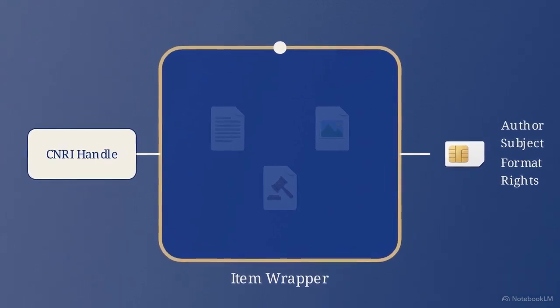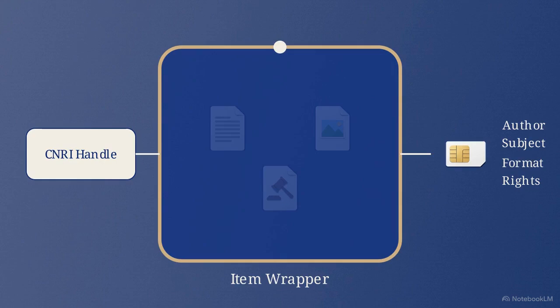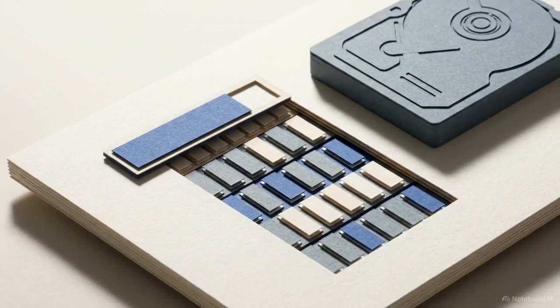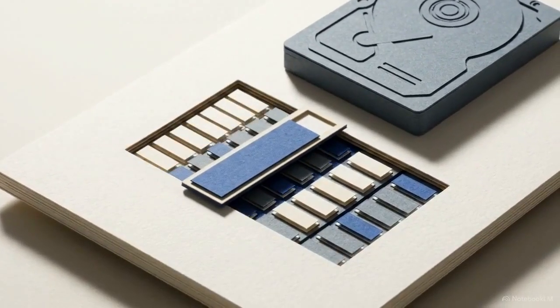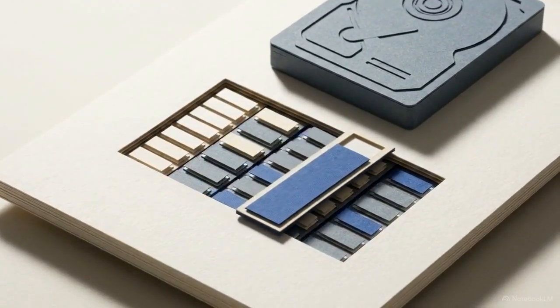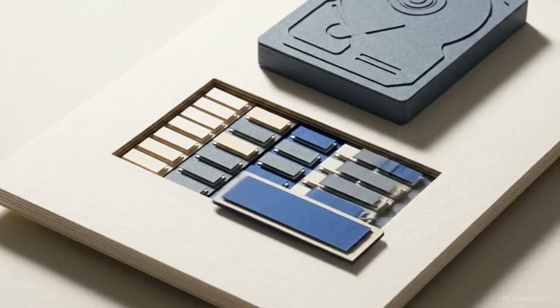Notice the physical separation here. The raw files inside never touch the descriptive metadata attached to the outside. Because the metadata is isolated on the item wrapper, external networks using OAI-PMH protocols can harvest the repository's descriptive records without downloading the actual files.